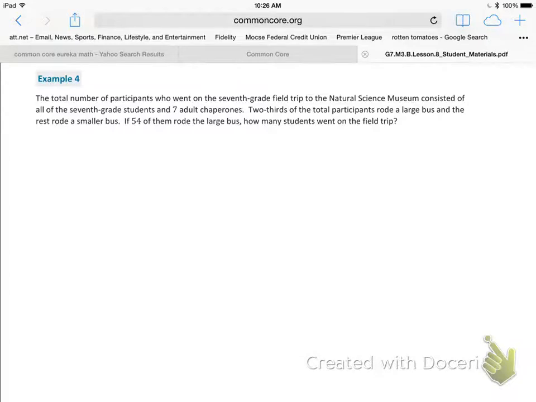Okay, so one last example here, and I'll go ahead and read it for you. The total number of participants who went on the 7th grade field trip to the Natural Science Museum consisted of all of the 7th grade students and 7 adult chaperones. 2/3 of the total participants rode a large bus, and the rest rode a smaller bus. If 54 of them rode the large bus, how many students went on the field trip?